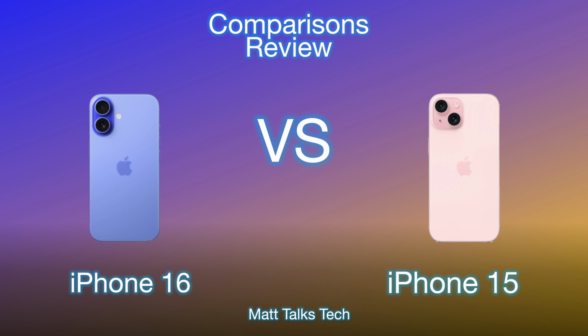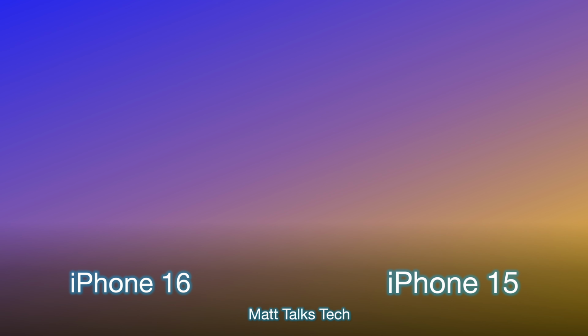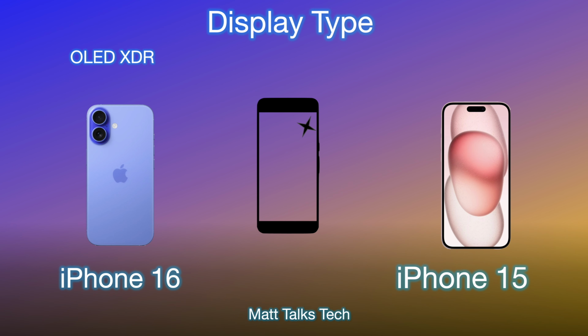So, as you can see here, we have the iPhone 16 on the left and we have the iPhone 15 on the right for this review of specs. And let's get started right away. First of all, we have the actual display type. So the display type on both of these phones is exactly the same. They both have an OLED XDR display. This display got updated a couple of years ago now, and it's exactly the same display in both of these models. There's no differences whatsoever.